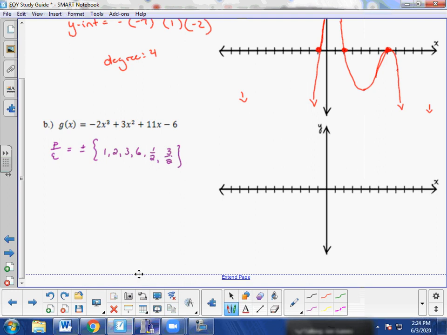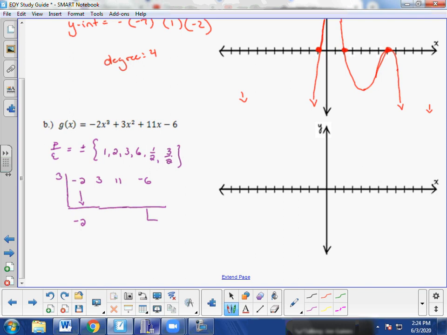Let's go ahead and try 3 and see if 3 works here. So again, I'm going to take the coefficients for g of x and complete synthetic division. If my remainder is 0, 3 is a 0 of this polynomial. So drop the -2, multiply by 3, that gives me -6. Add down that column, and then repeat this process. And I do come up with a remainder of 0.